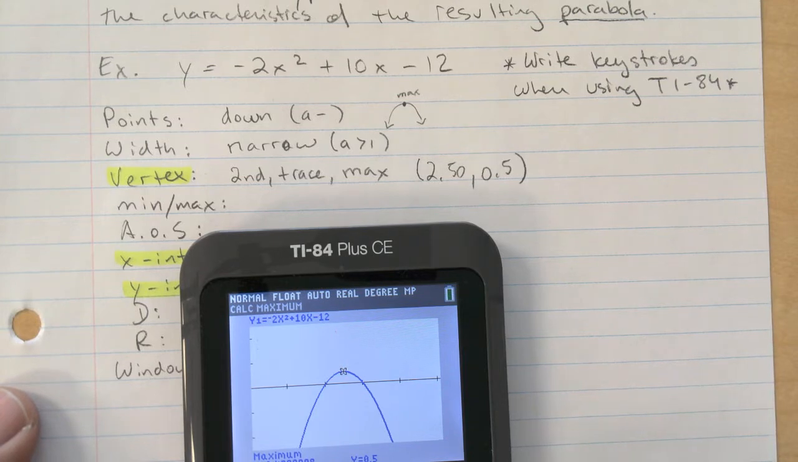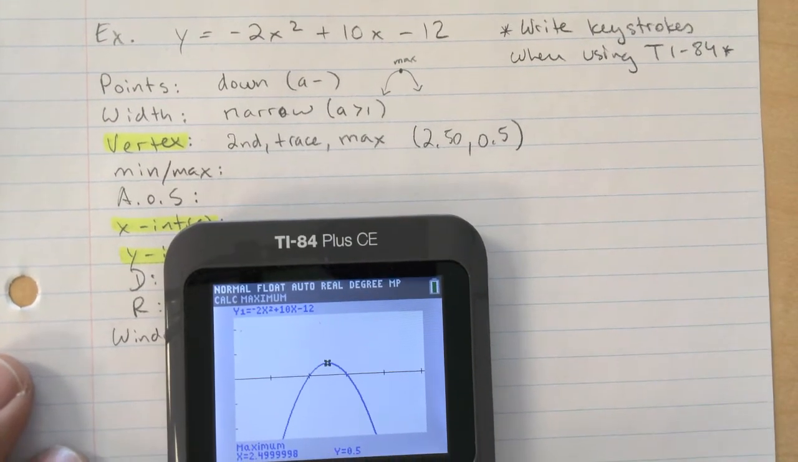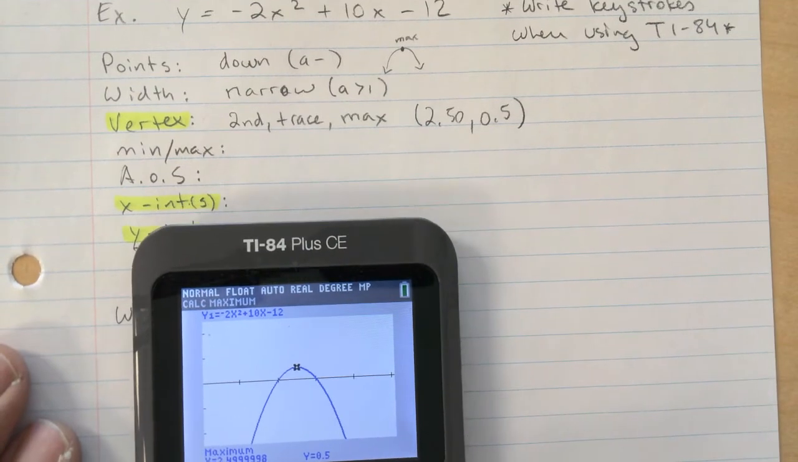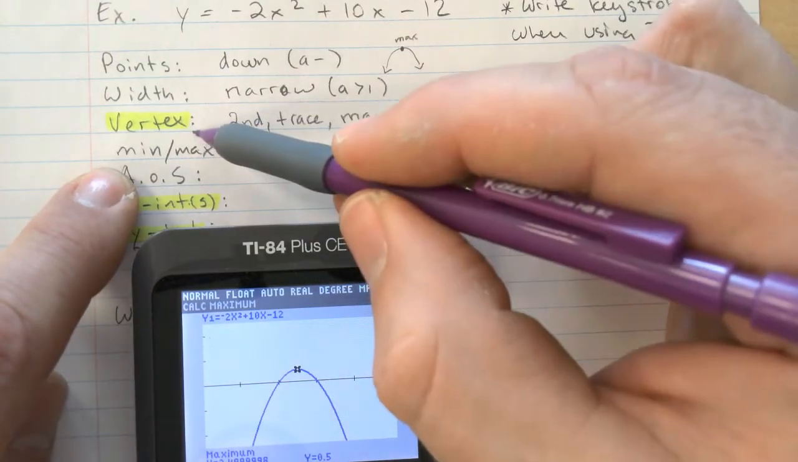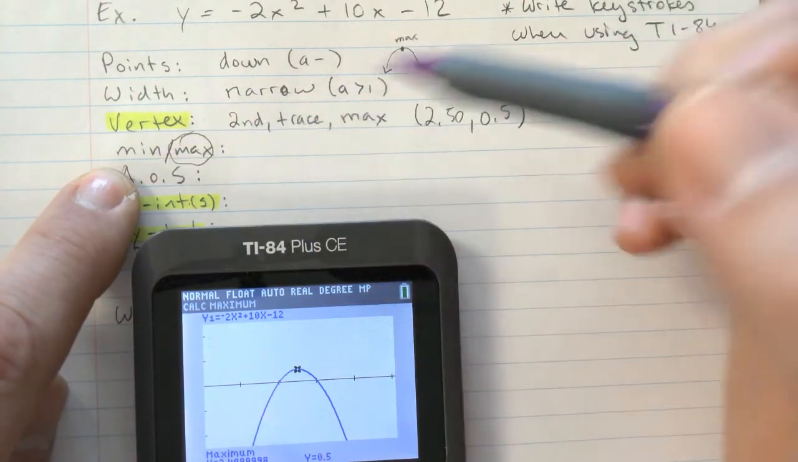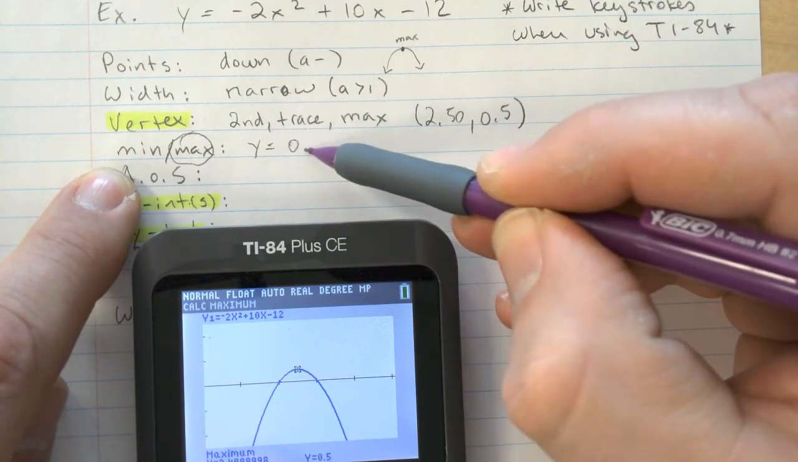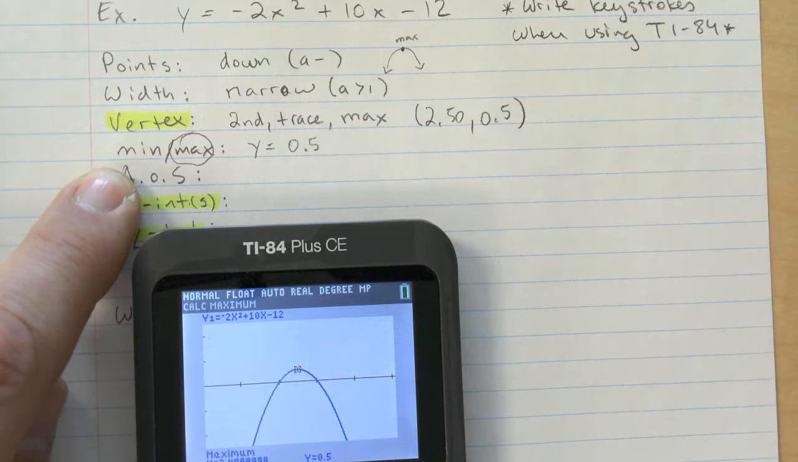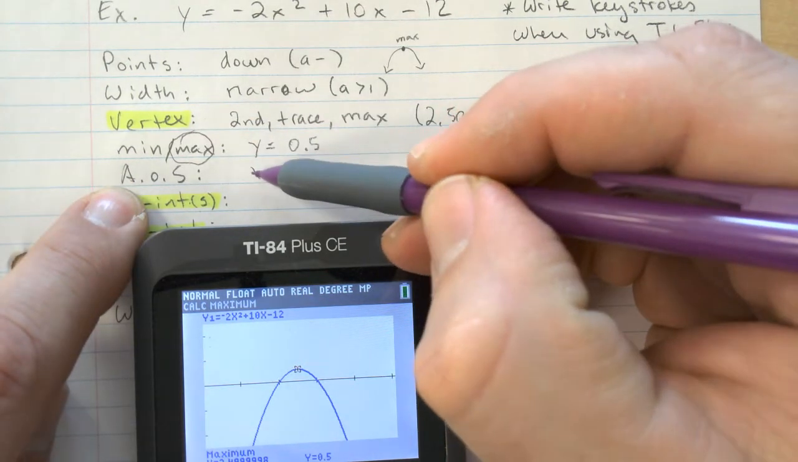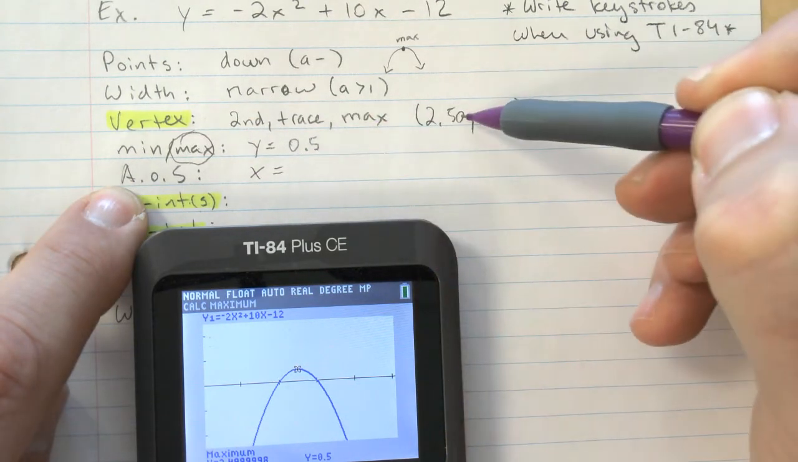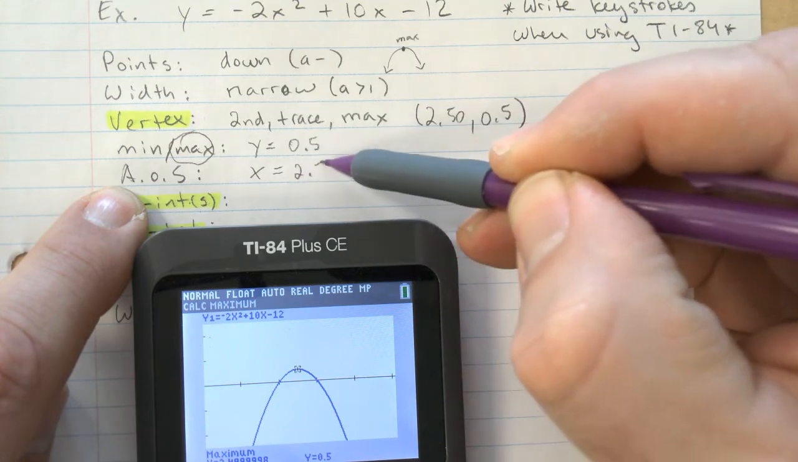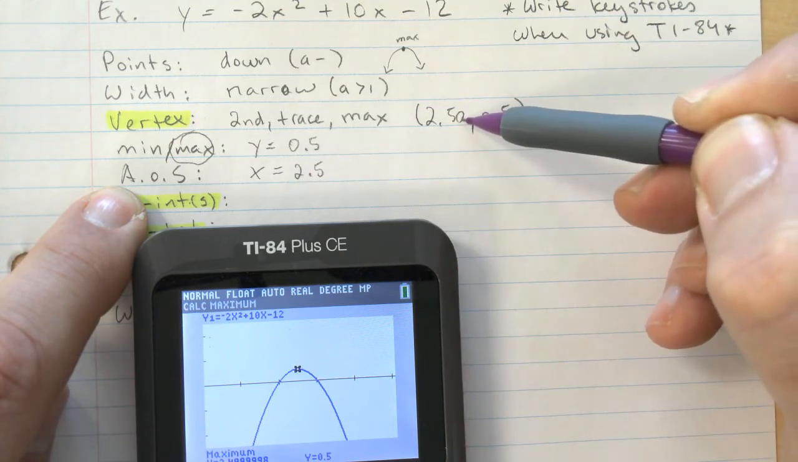Okay. And the vertex gives us the answer to the min and max. We know that there's a max, only one of them, and that would just be the y value there. The axis of symmetry is the vertical line that splits it in half, which goes through the vertex at 2.5.